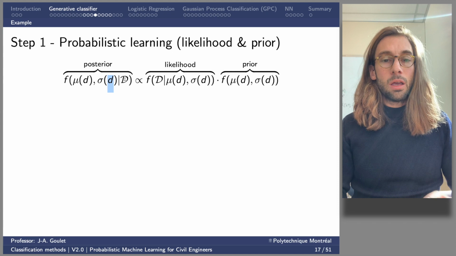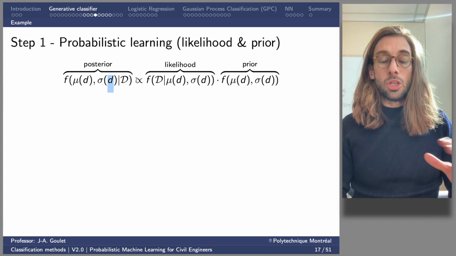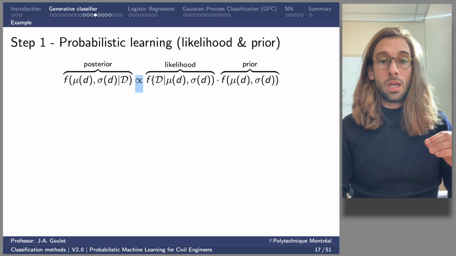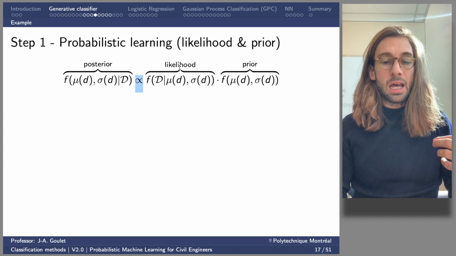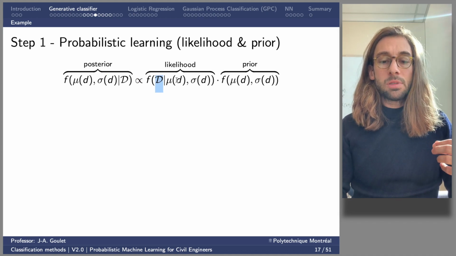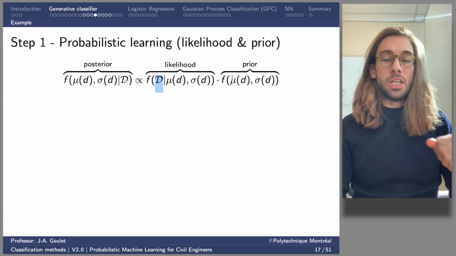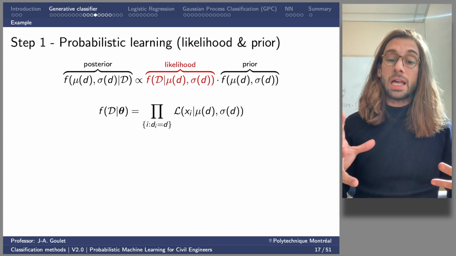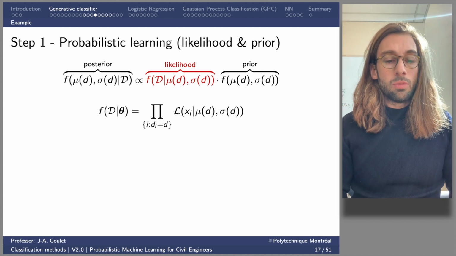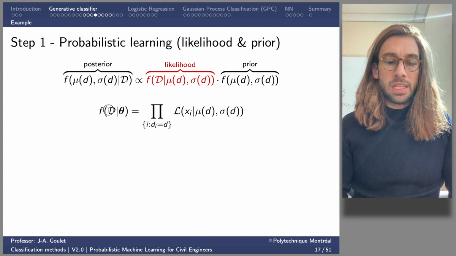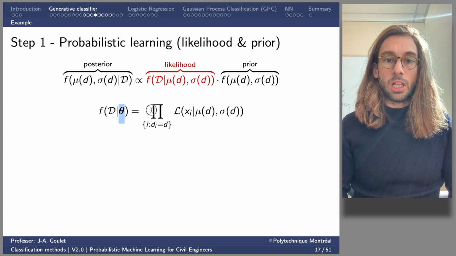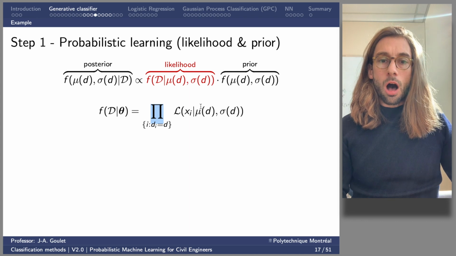Okay, and here if we omit the evidence, the normalization constant, we can say this is proportional to the product of the likelihood, the probability of my data given my parameter value, times my prior probability of these parameter values. Okay, first thing we're going to do, we're going to define what is our likelihood. So our likelihood, which is the probability of the data given the parameter value, is going to be the product of the likelihood over all my data.